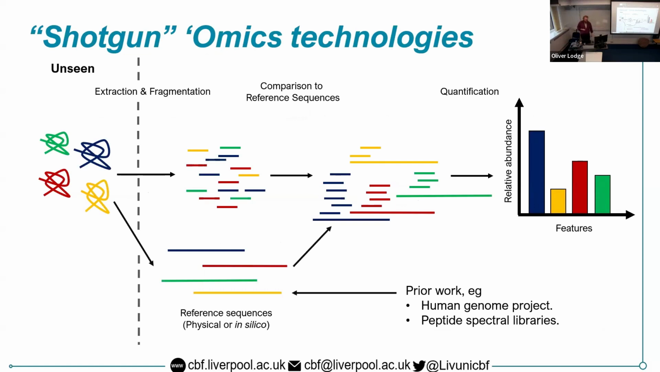So this is my broad generalization of what shotgun omics techniques are like. You'll have some kind of sample, with unseen entities, unseen proteins let's say, of unknown abundances and unknown identity. You're looking for proteins, so there are ways of specifically extracting proteins. But then you take this purified protein set, or purified biomolecules, and you fragment them. This is where the shotgun idea comes from.